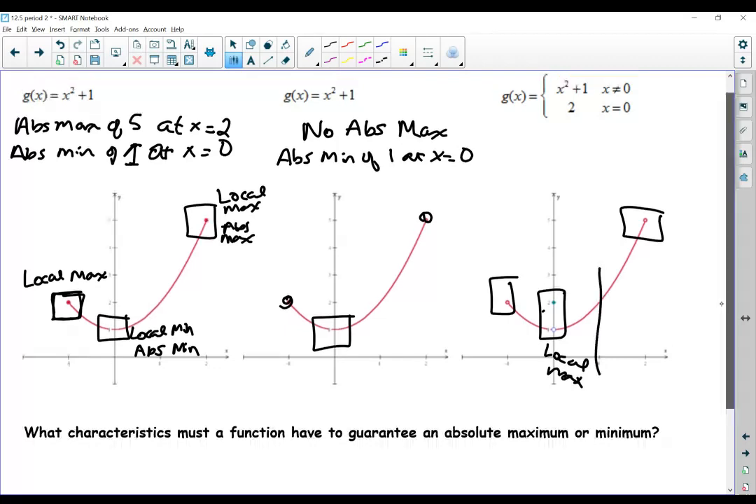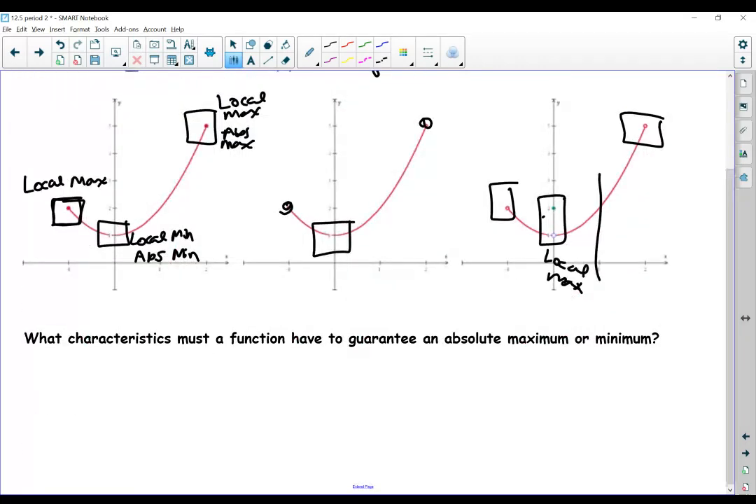Okay, so knowing that, in these three pictures, if I wanted to guarantee an absolute max or min, what would have to be true about the function to guarantee an absolute max or min?